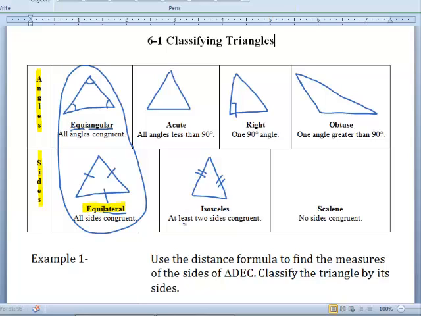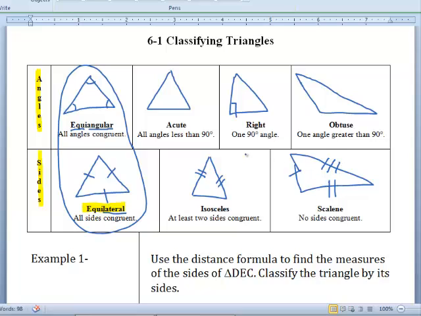congruent markings there. And notice we said at least two sides congruent because if you have all three sides congruent, it's still an isosceles triangle, but it's also an equilateral triangle. So an equilateral triangle is always an isosceles triangle, but an isosceles triangle is not always an equilateral triangle. Make sense? Cool. All right, a scalene triangle has no sides congruent, so all three sides are just of different lengths. So I can mark them all with different markings on there to help us see that nothing is the same.